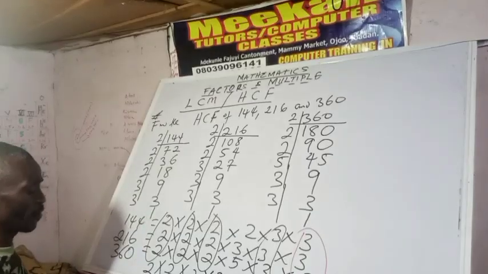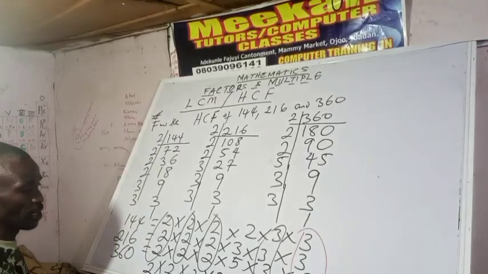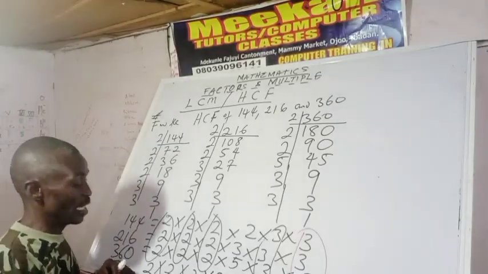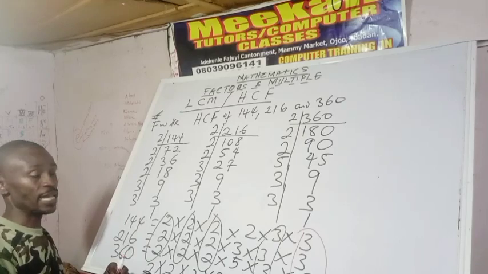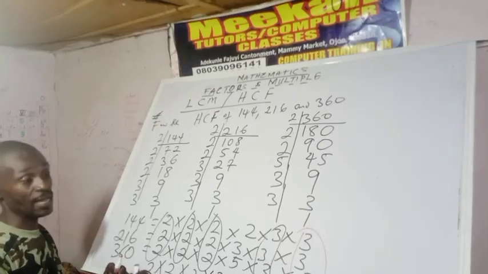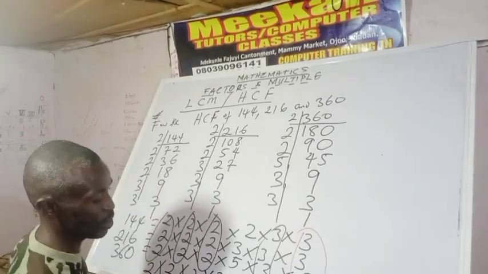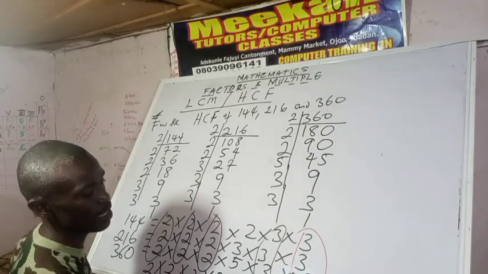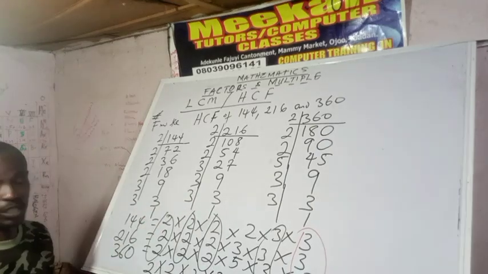So my HCF is going to be what? Let's have it. 3 times 3, 9. 9 times 2, 18. 18 times 2, 36. 36 times 2, what do you have? 72. So my answer, the HCF is 72.